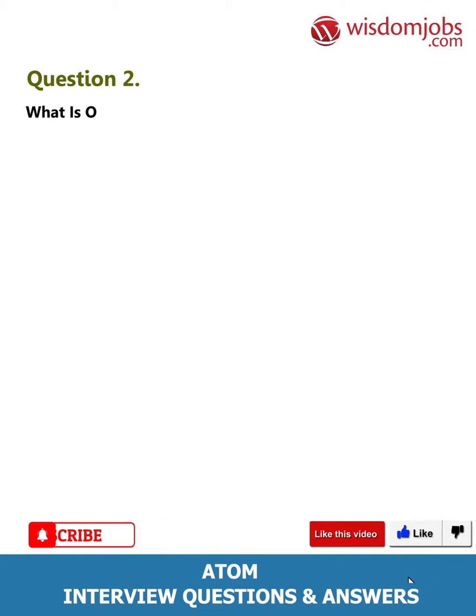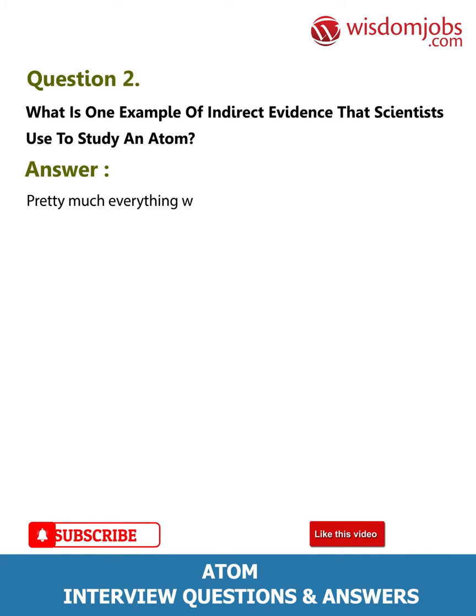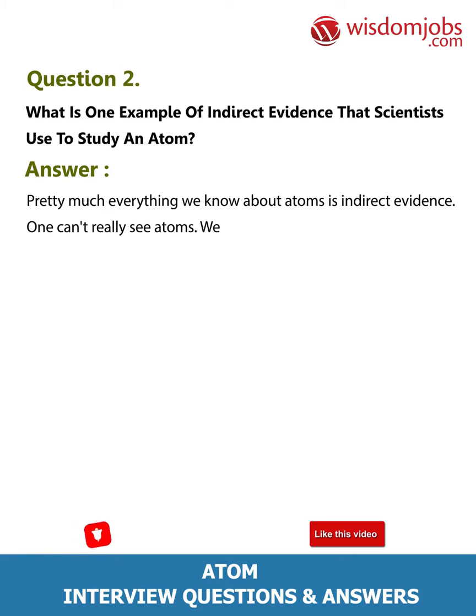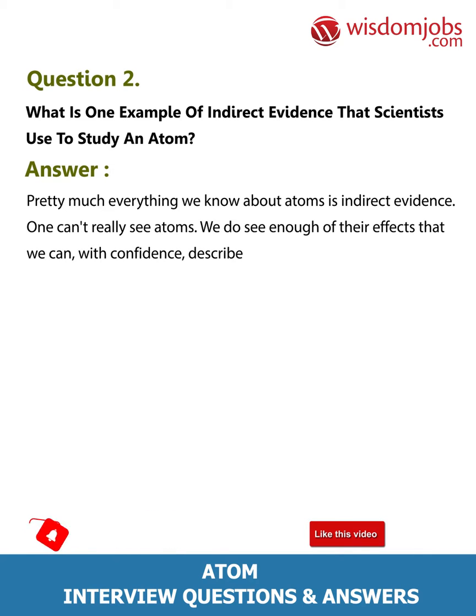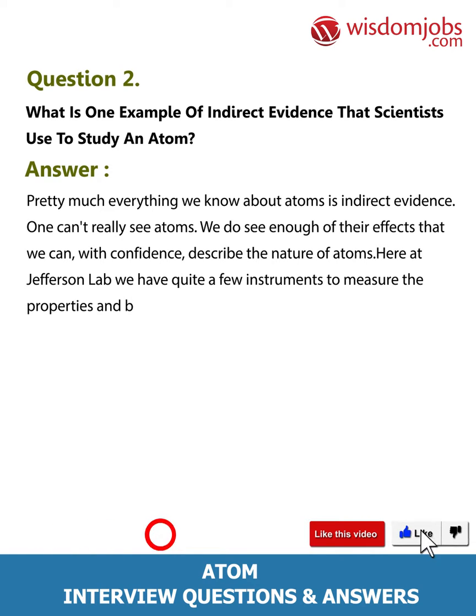Question 2. What is one example of indirect evidence that scientists use to study an atom? Answer. Pretty much everything we know about atoms is indirect evidence. One can't really see atoms. We do see enough of their effects that we can, with confidence, describe the nature of atoms. Here at Jefferson Lab we have quite a few instruments to measure the properties and behavior of atoms.